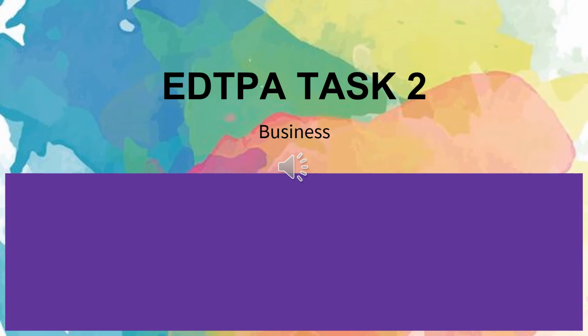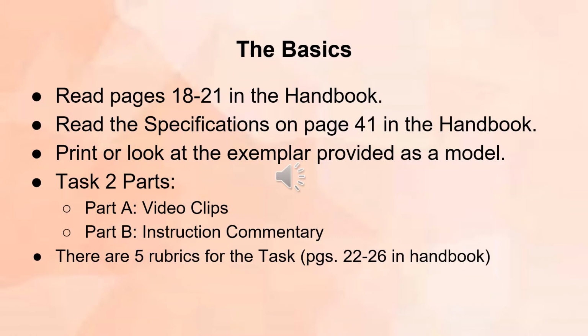This video is to help you with task 2 for the business handbook. So to go over the basics, you want to make sure that you read the task 2 instructions in your handbook. Those will vary from handbook to handbook in what pages they're on. You also want to make sure that you read the specifications chart in your handbook for task 2, because this tells you what files you need.